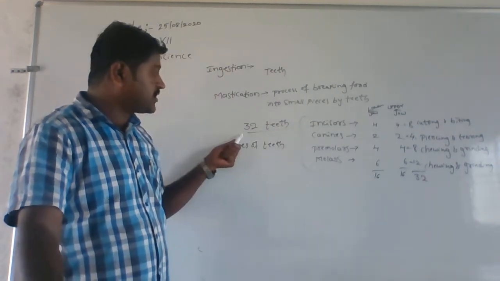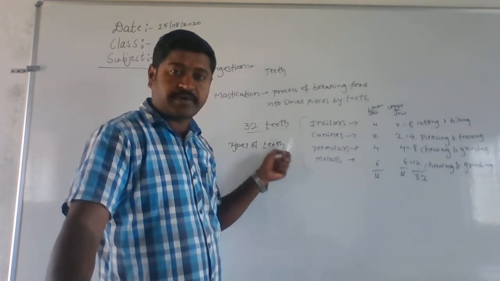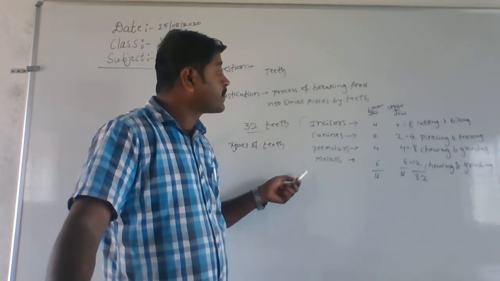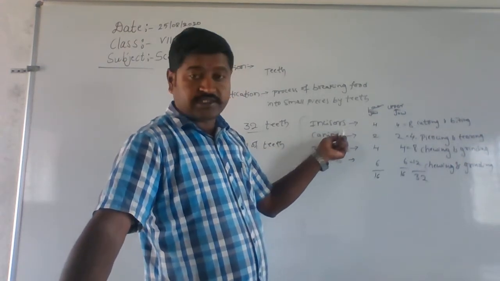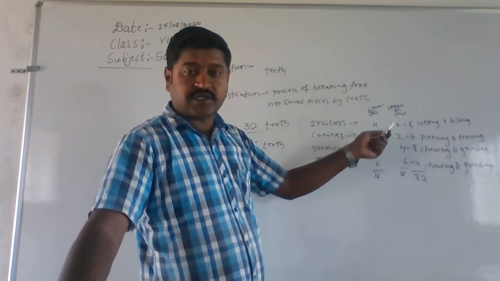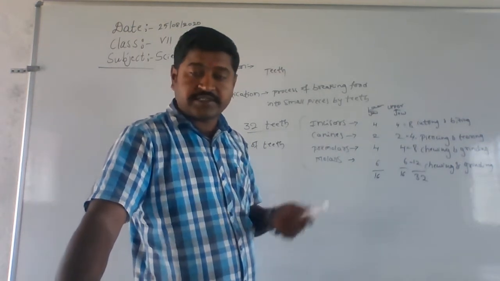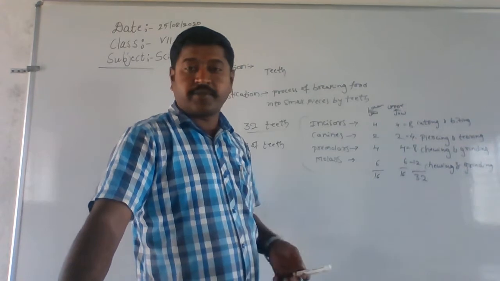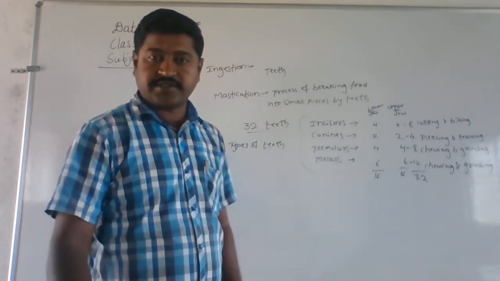So we have a total of 32 teeth. In that there are 4 types of teeth: incisors, canines, premolars and molars. Incisors, what are they doing? Their function is to cut or bite the food. Then canines pierce or tear the food. Then premolars as well as molars, what are they doing? They are chewing and grinding.